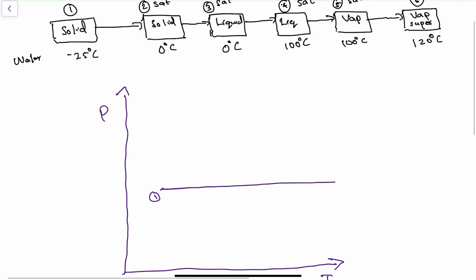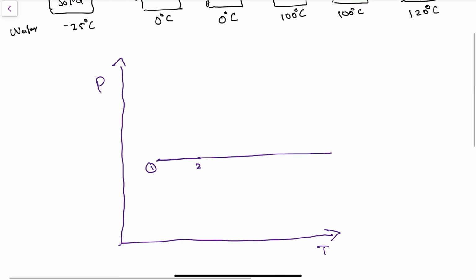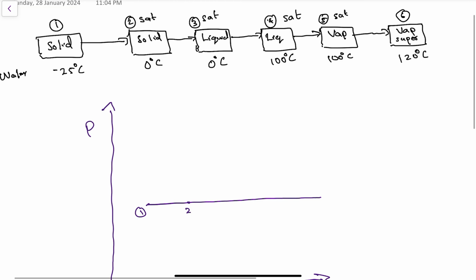Now the saturation state, let this point be 2. So how will you plot? From 1 to 2, you know that temperature increased. So at constant pressure, in the x-axis you have temperature, so the temperature is increasing. But in process 2 to 3, you can see that temperature is not changing. That is a phase change process. Solid is melting to liquid, that is a fusion process. So that means 3 will coincide with this point.